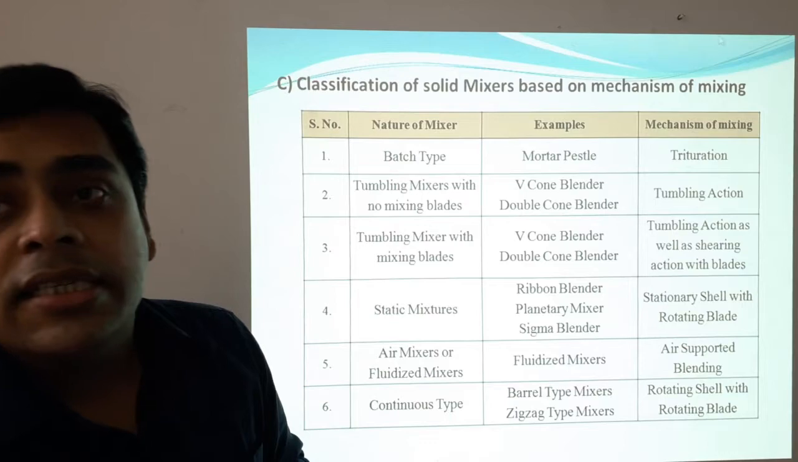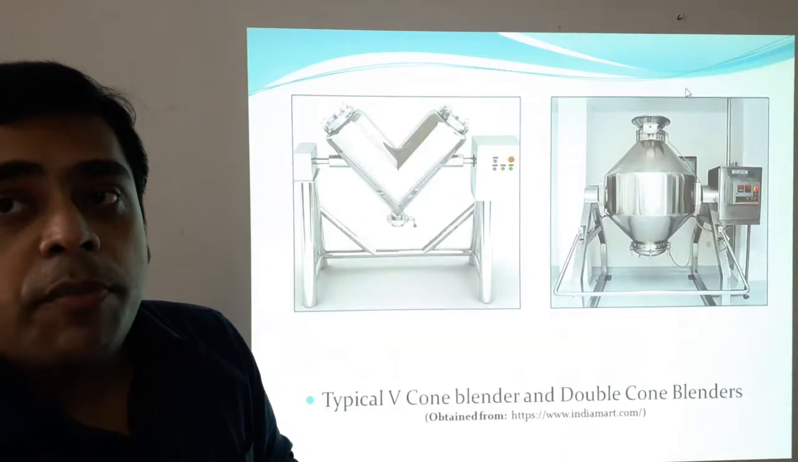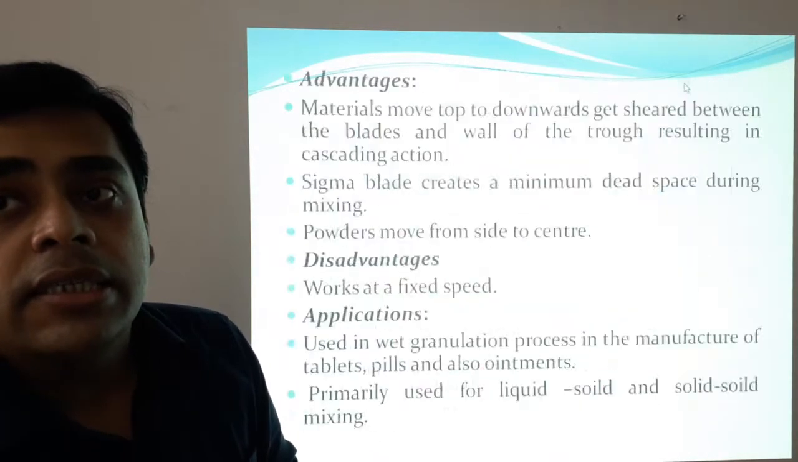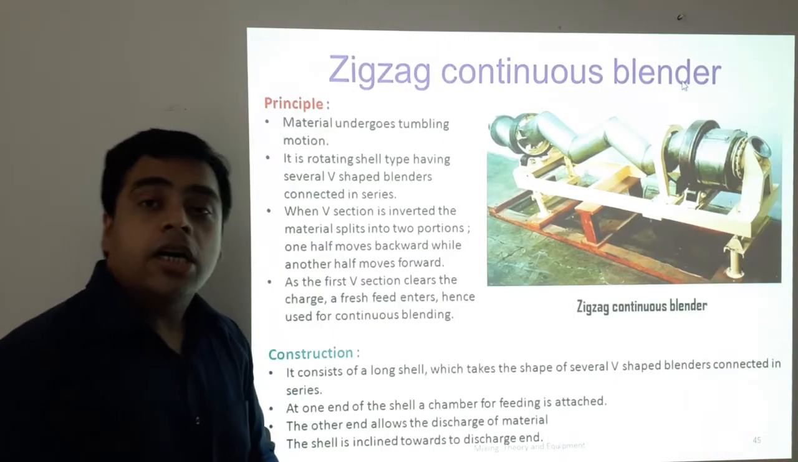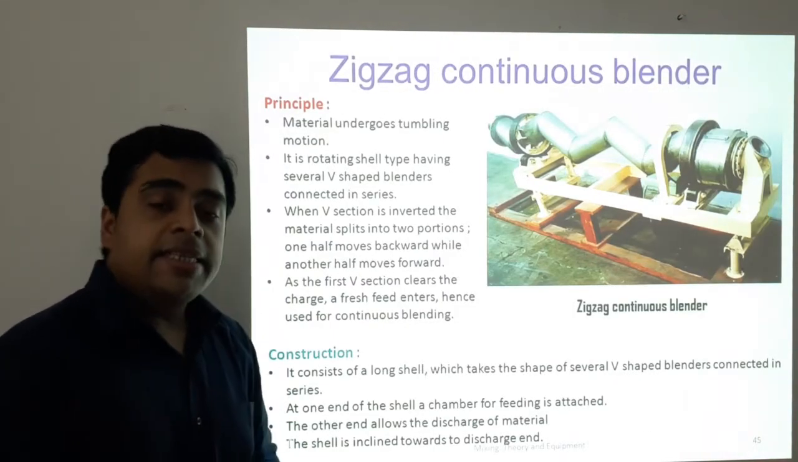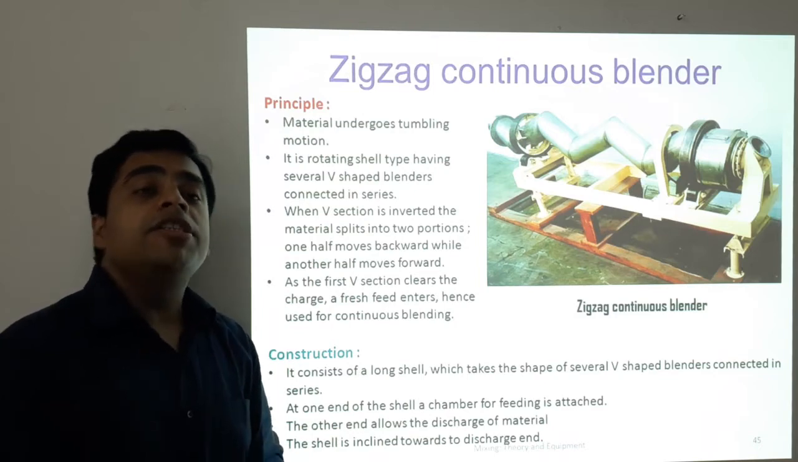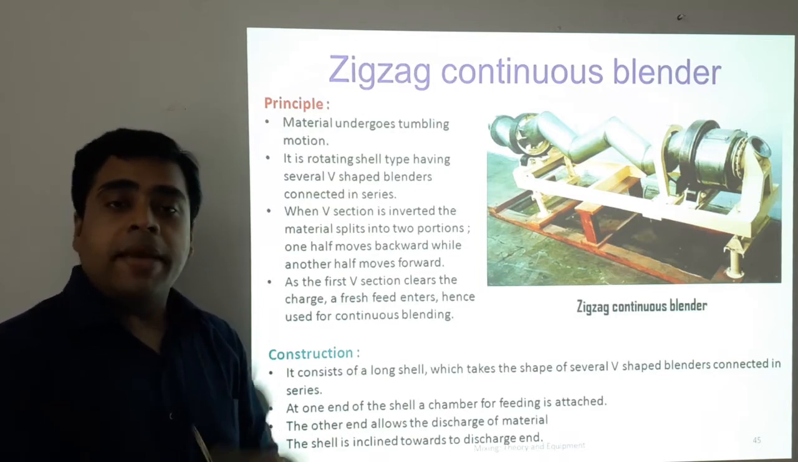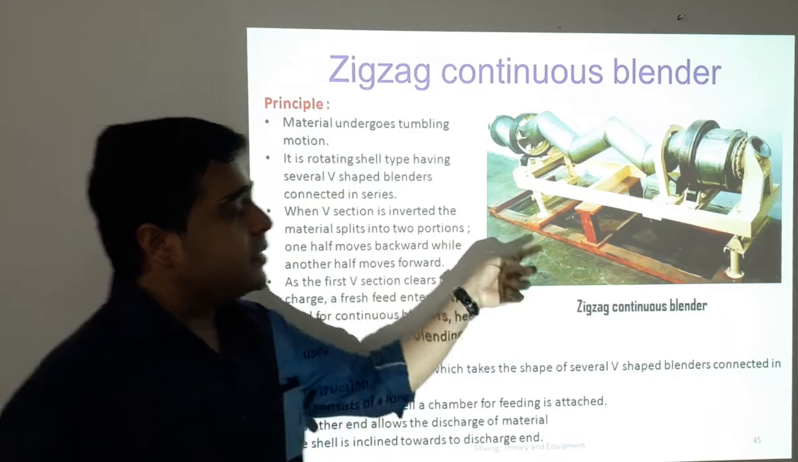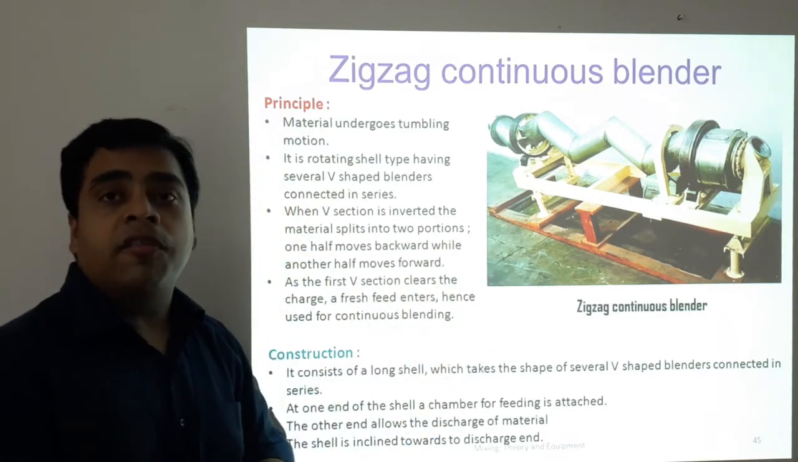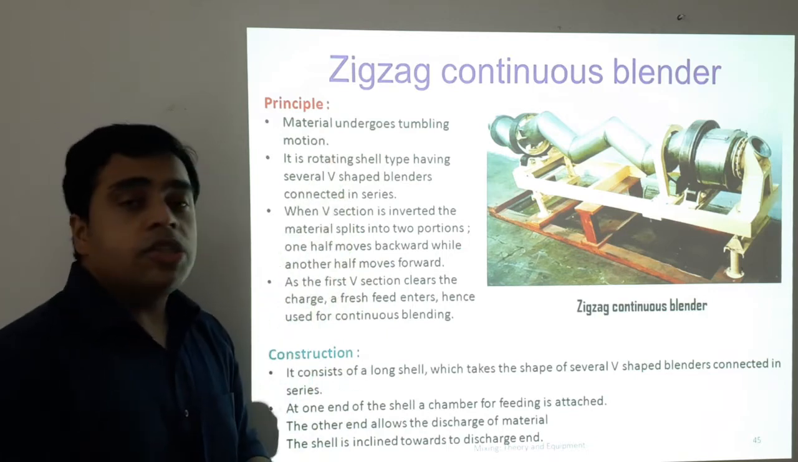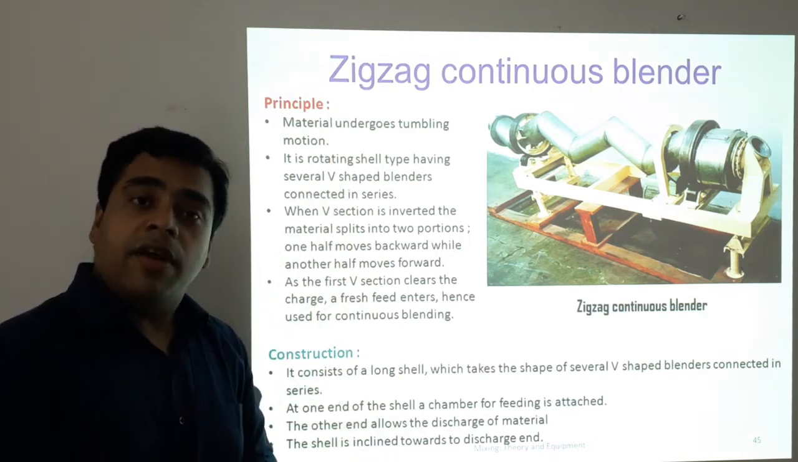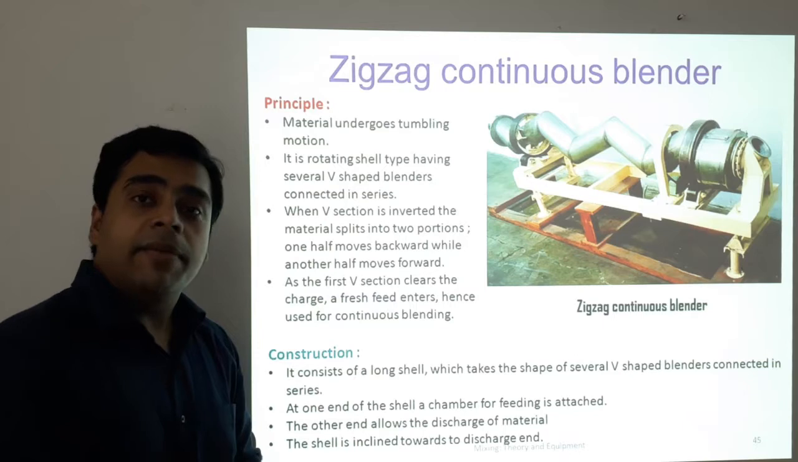Now we will discuss a continuous type of mixer, that is the zigzag continuous blender. This is a mixer which is used for continuous purpose. The basic design is somewhat like this. This is the actual diagram of an industrial continuous blender. So the material undergoes tumbling motion. That's the principle, as we have already studied what tumbling mixers are.